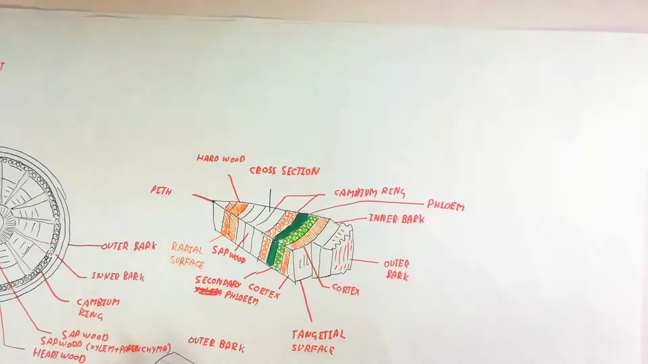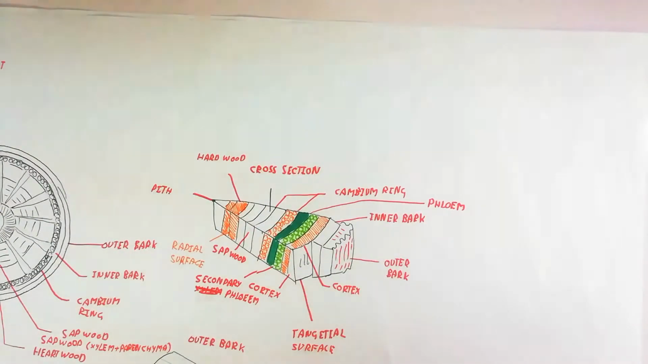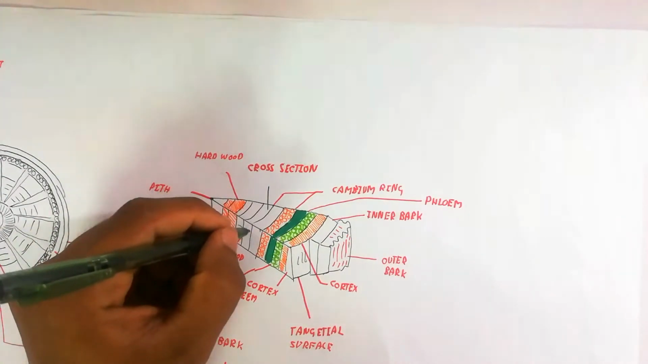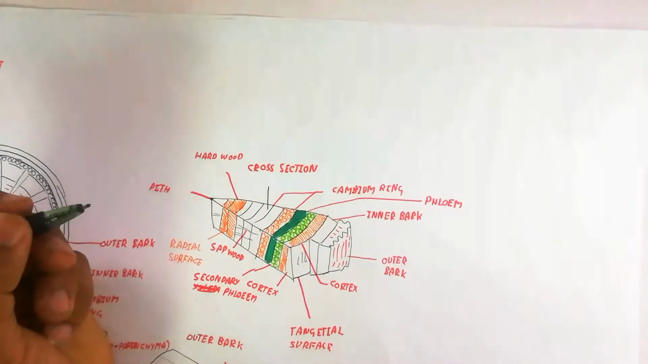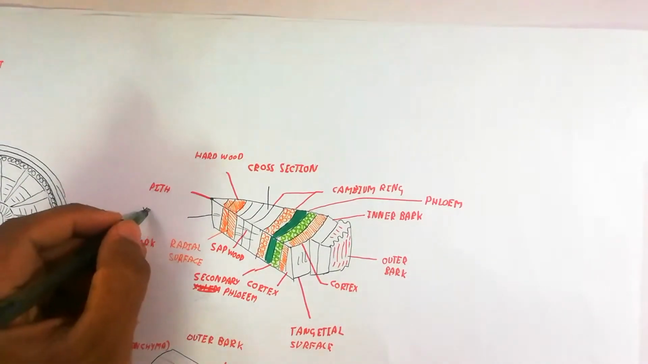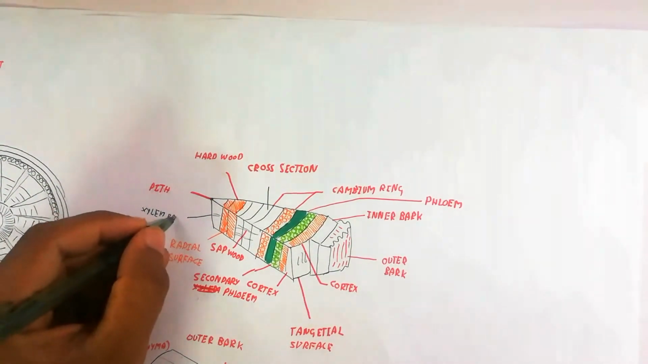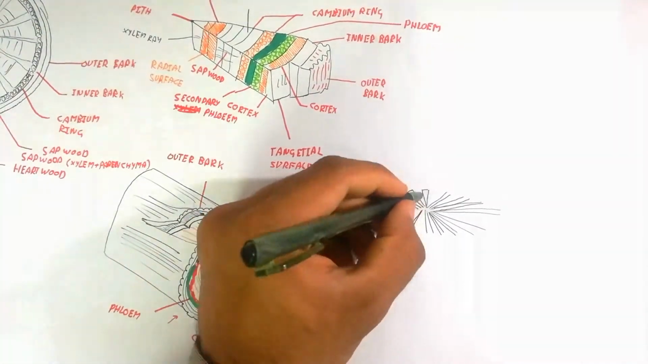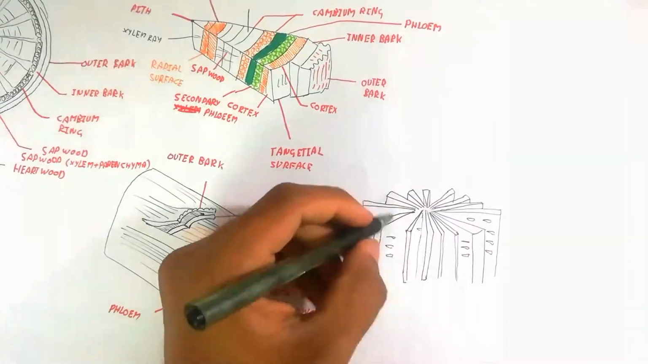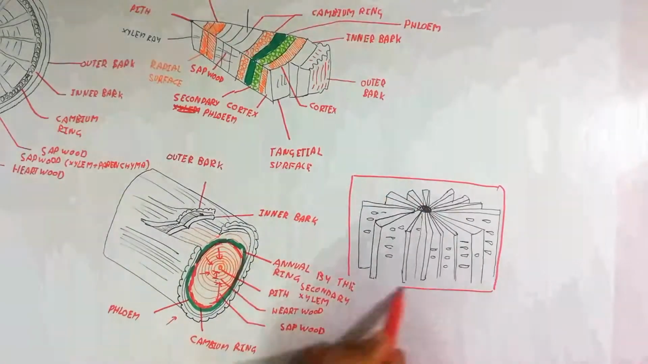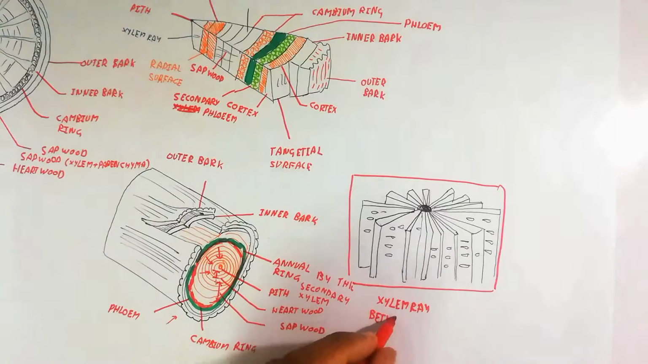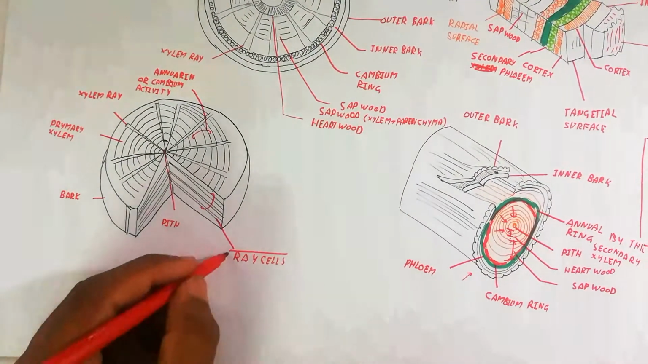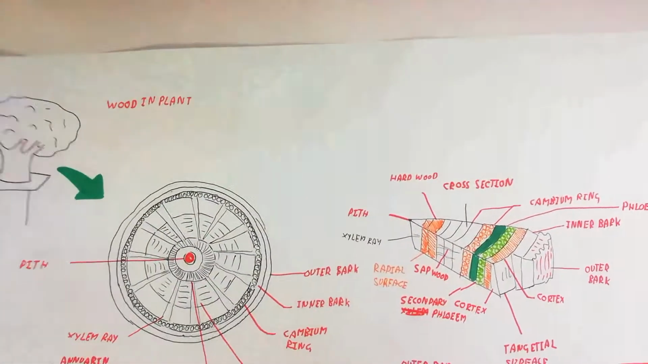The lines show the annual ring, which is produced by the activity of the cambium ring. The growth of the cambium depends on seasonal changes. In the spring there is more and more growth, and the color is light. In cold weather the growth is slow, and the color is no longer light, it is dark. Here is basically the xylem ray.